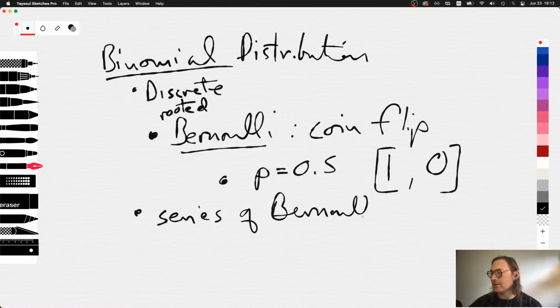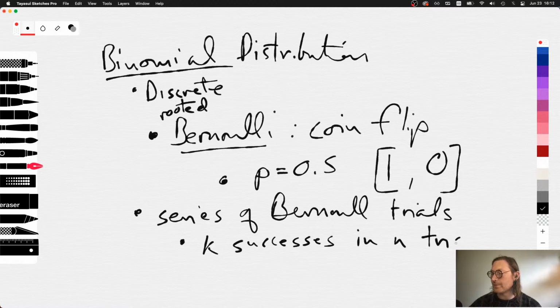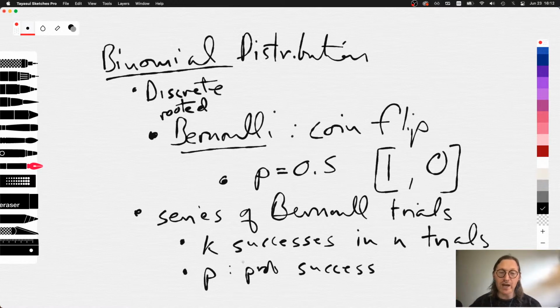And what we're interested in is the number of successes, which we call k. So it's k successes in n trials. With that in mind, we also have another parameter to the distribution, p, where p is the probability of success on any given trial. This is not going to change across all the trials. The probability of success is a constant across all Bernoulli trials in a binomial process.